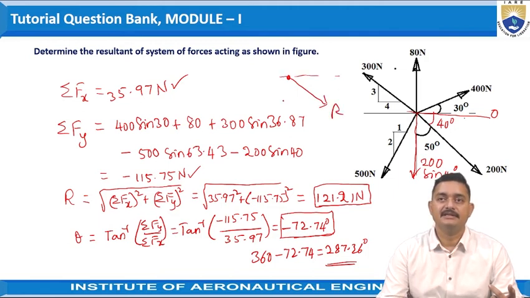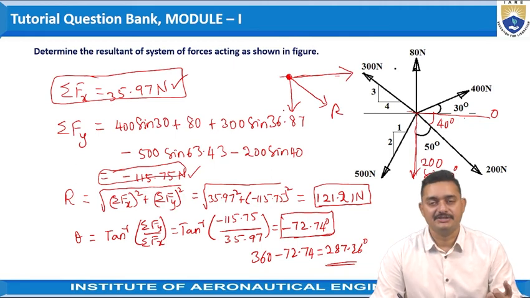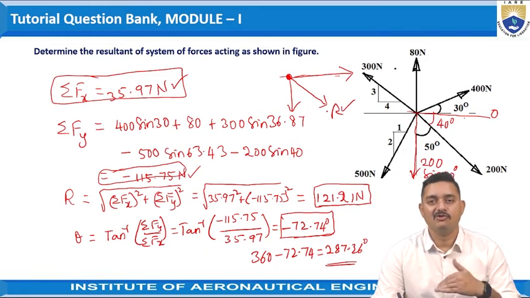This is the resultant. Here you can observe that the horizontal component of the resultant is positive. That means from the central point, the value is in the positive direction, and the vertical component is negative. So from that point again, the vertical component is acting in the downward direction. So obviously we can say that the resultant is acting in the 4th quadrant.